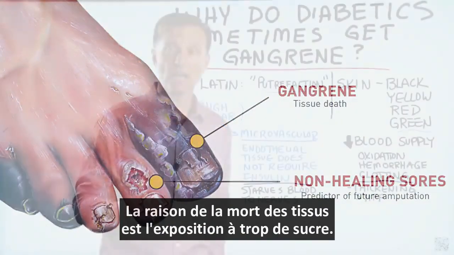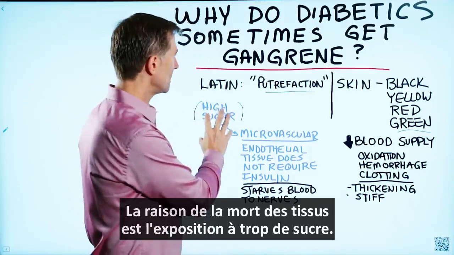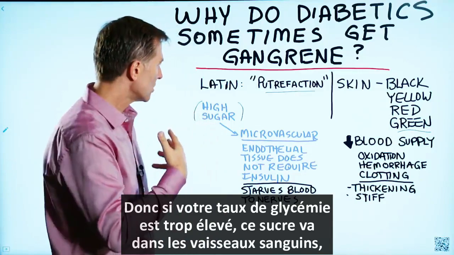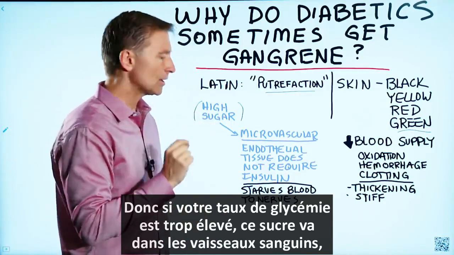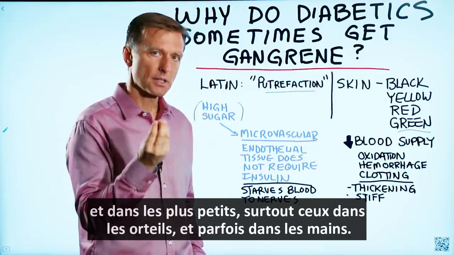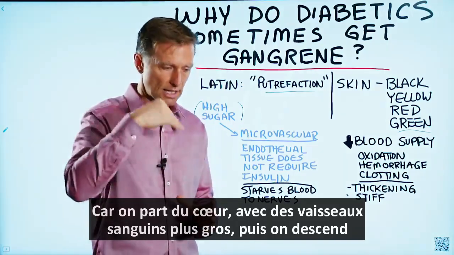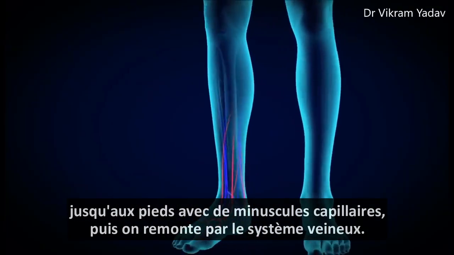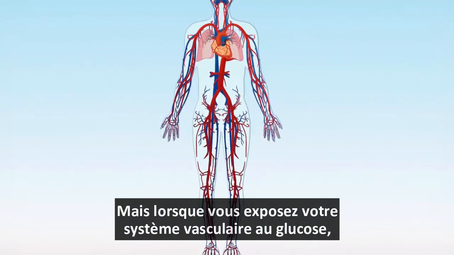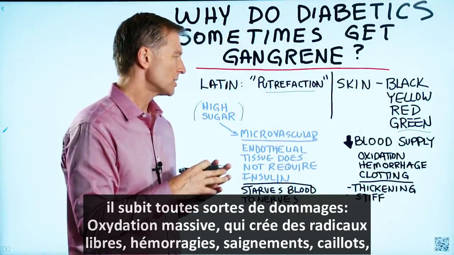And the reason why the tissue is dying is simply because you're exposing the tissue with way too much sugar. So if your blood sugar is too high, that sugar goes through the vascular system and the tiny little blood vessels, especially starting in the toes, and sometimes in the hands, because you start off from the heart with larger blood vessels, and then it gets down to the bottom of the feet, to the tiny capillaries. Then it comes back through the venous system. But when you expose glucose to your vascular system, you get all sorts of destruction.